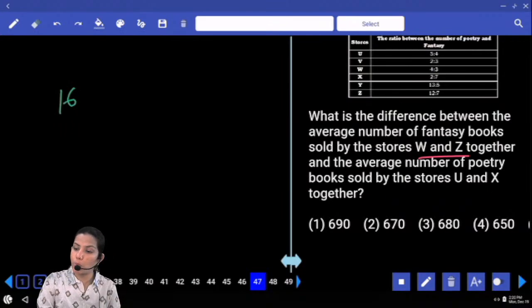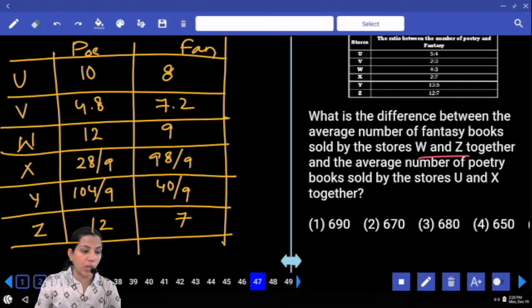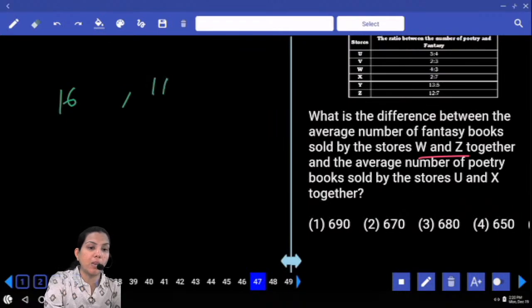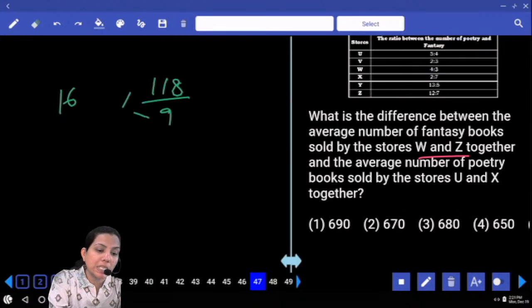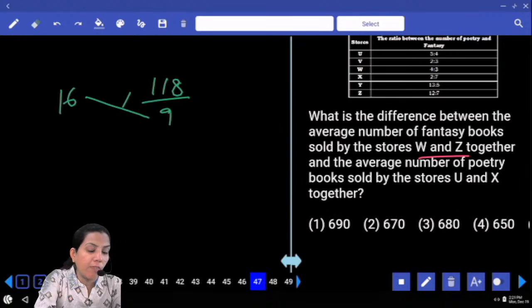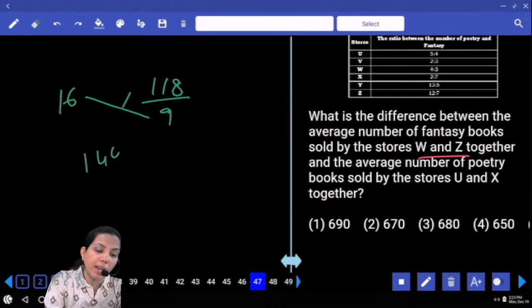16 by 9 together. Next value, U and X, fantasy or poetry? U and X poetry. U value 10, X value 28 by 9. We have already done that. What is its value? 118 by 9. And actually this is not the average concept. We are only writing the sum. Now the difference value is 16 by 9 is 144 minus 118 by 9.